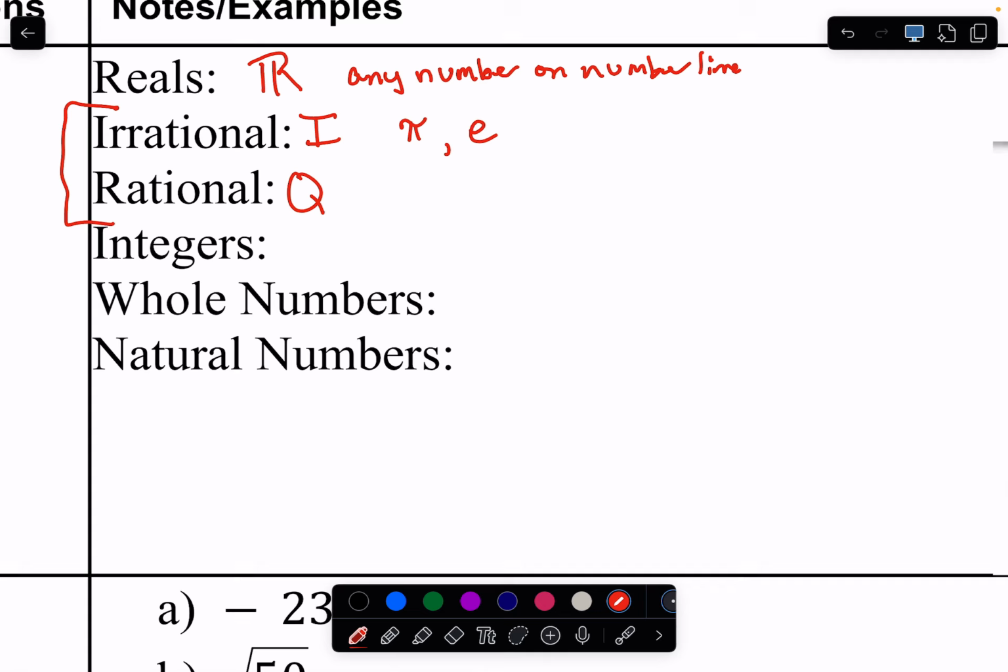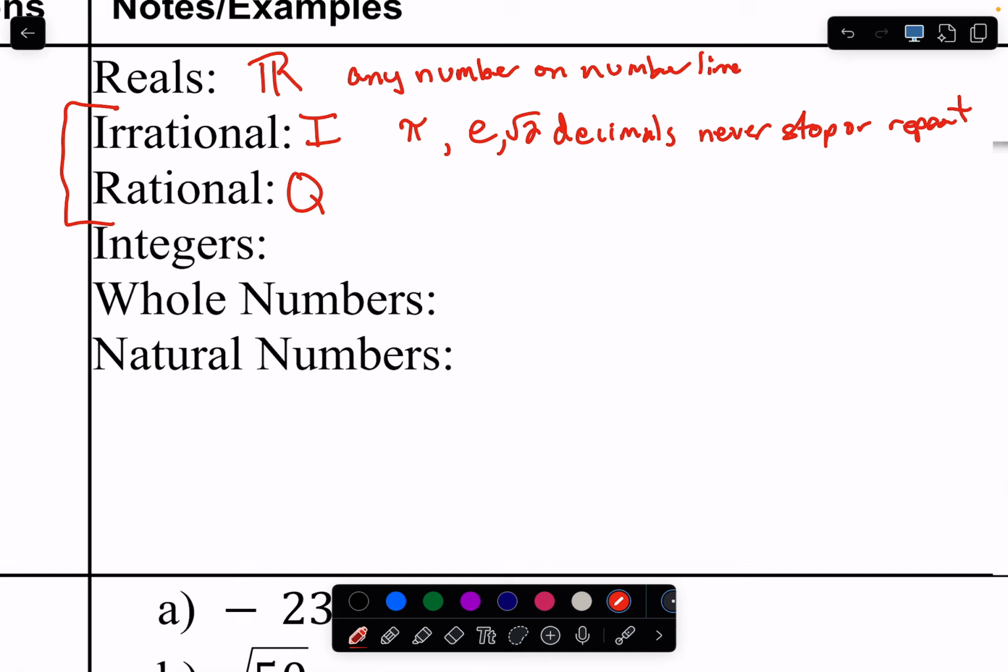Those are decimals that never stop or repeat. Okay, so repeating decimals do not count in this category, but things like pi and e, those are decimals that never stop or repeat. Square root of 2, that's another one. Square root of 7, those square roots that don't come out great.